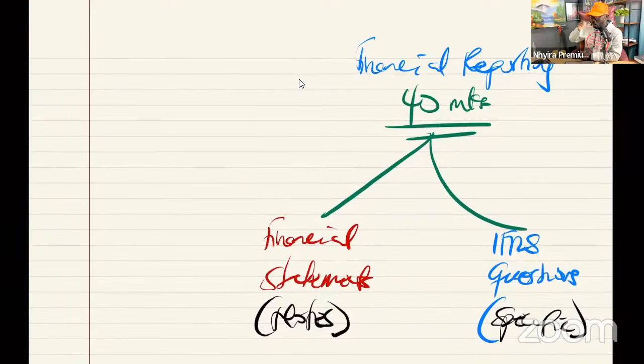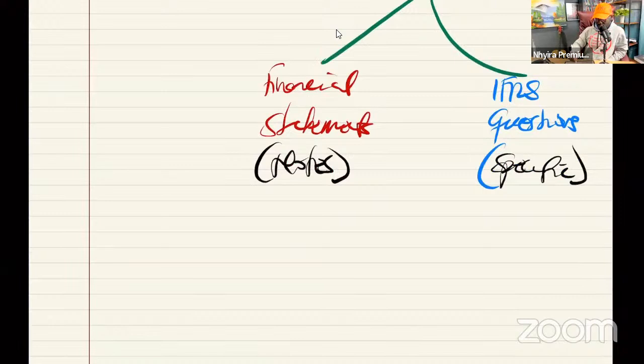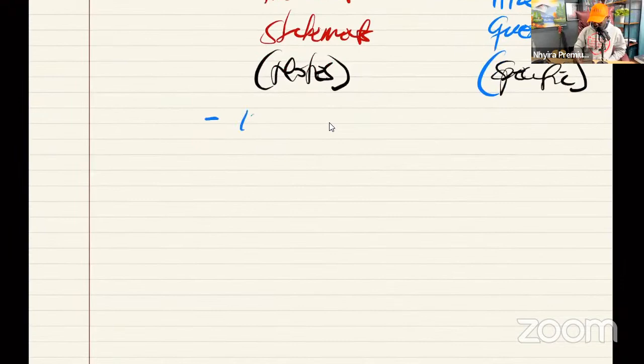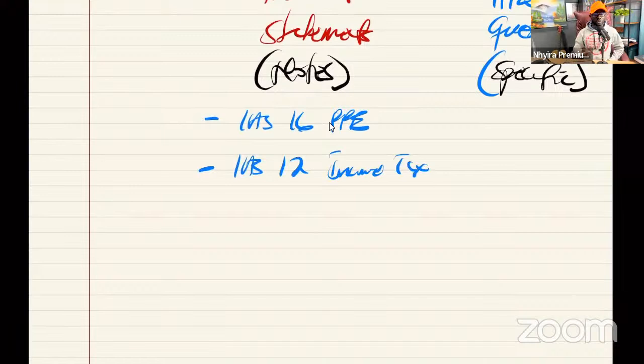But then the question we need to ask ourselves is, as an FR student, there are a couple of standards that, like I've mentioned before, are basic, core standards that you must know about. In other words, whether you like it or not, something about them will be in the exam hall. That is going to be IAS 16, property, plant and equipment, and IAS 12, income tax. Basic standards that are going to be there in the exam hall. You cannot run away from it.